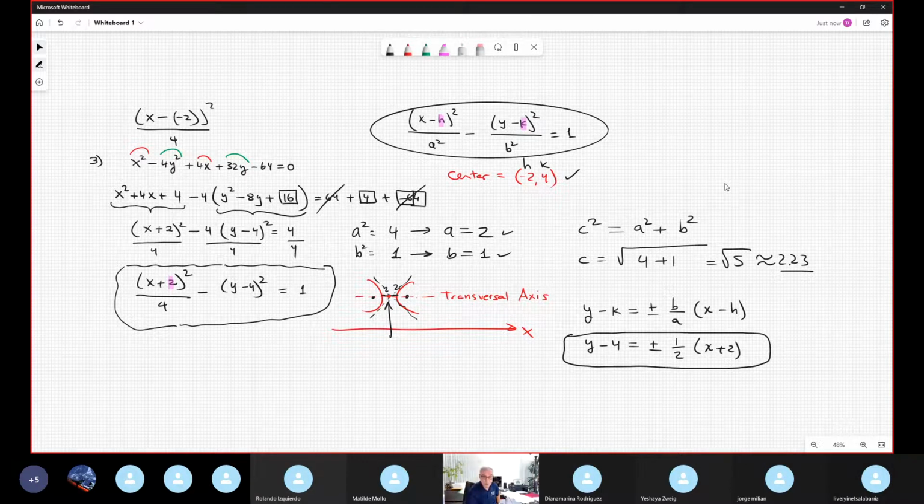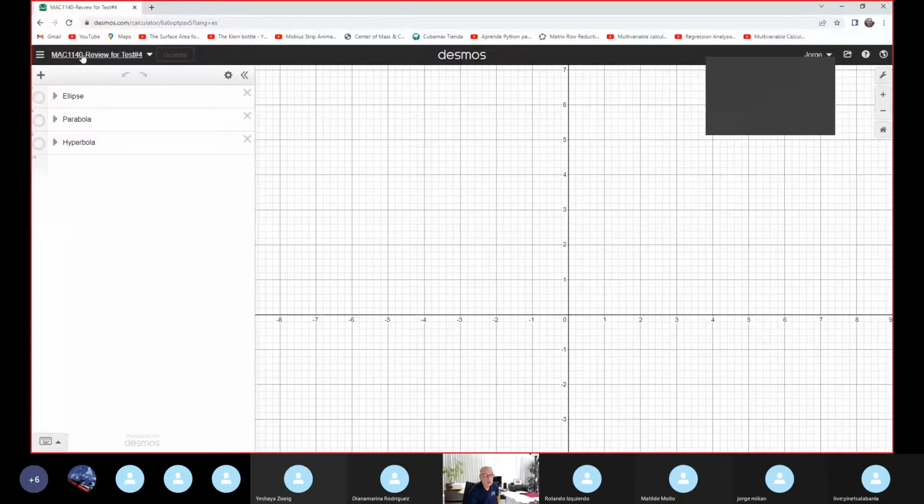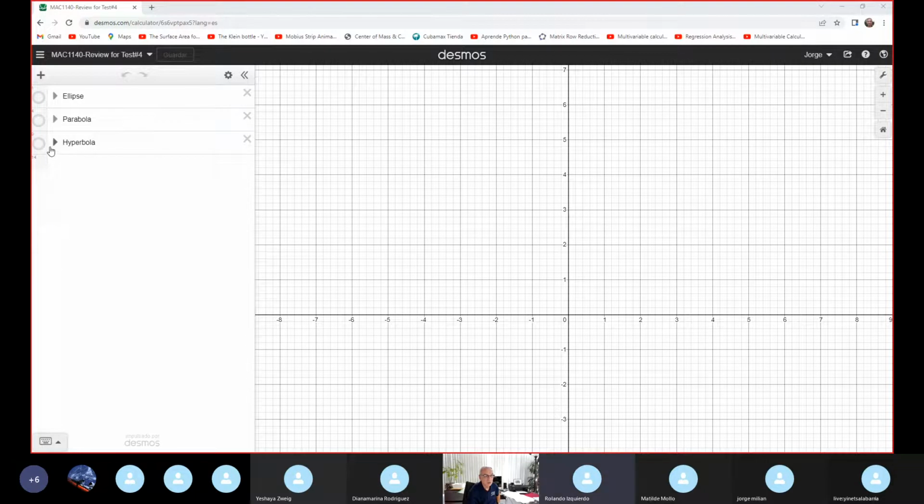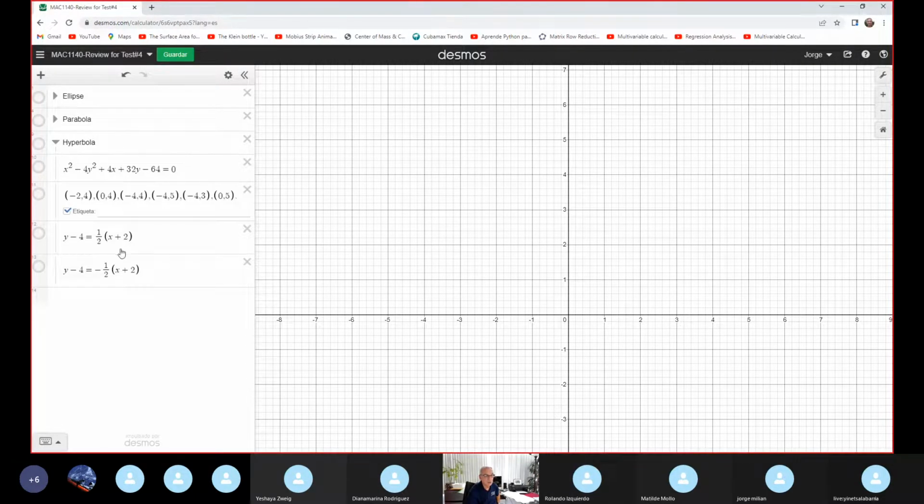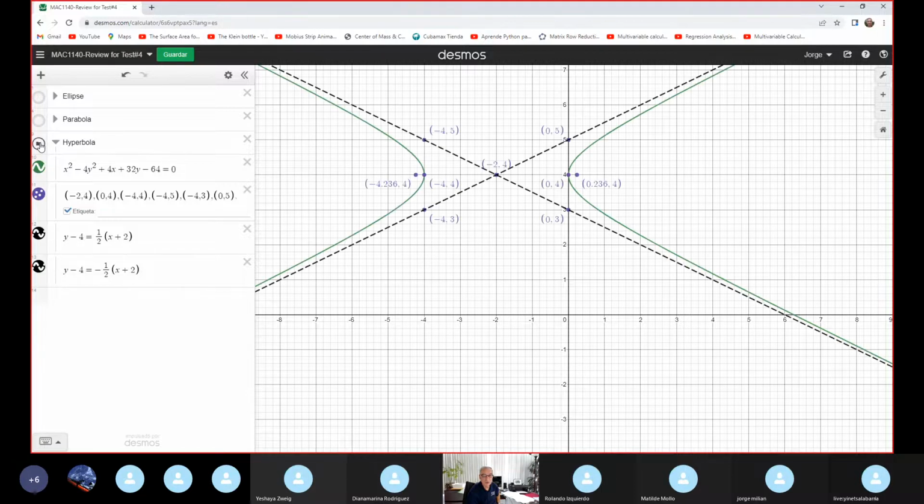Okay, entonces nada, double checking en Desmos. I create one Desmos special for this test. Okay, let me try. Do you see or no? Yes. Okay, look at that. I copy exactly the same original equation. I copy the asymptote. There you go. Boom.